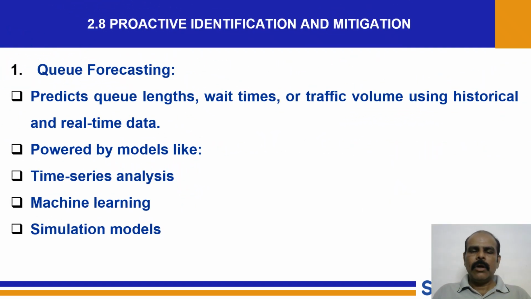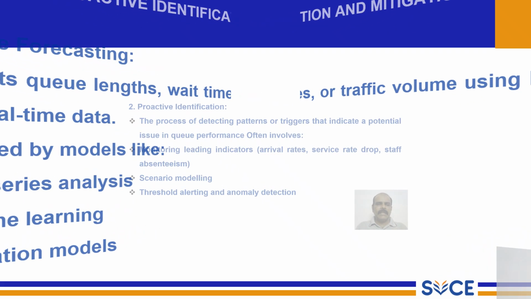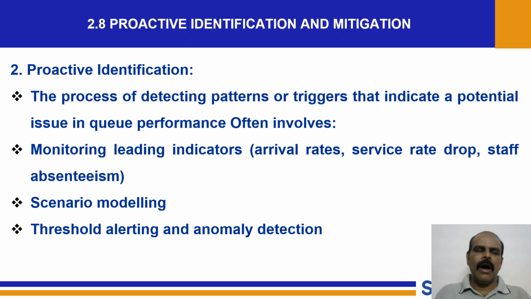The first mitigation step, as discussed earlier, is that we forecast the queue. We can predict queue length, wait time, or traffic volume using historical and real-time data, a hybrid nature, or queuing models, or models powered by time series or machine learning simulation. Likewise, we can forecast the queue. The next step is scenario planning or scenario modeling. Threshold alerting and anomaly detection are very important. Well in advance we can give a cautionary notice that the queue has already been saturated, so whoever comes will have a definite waiting period.